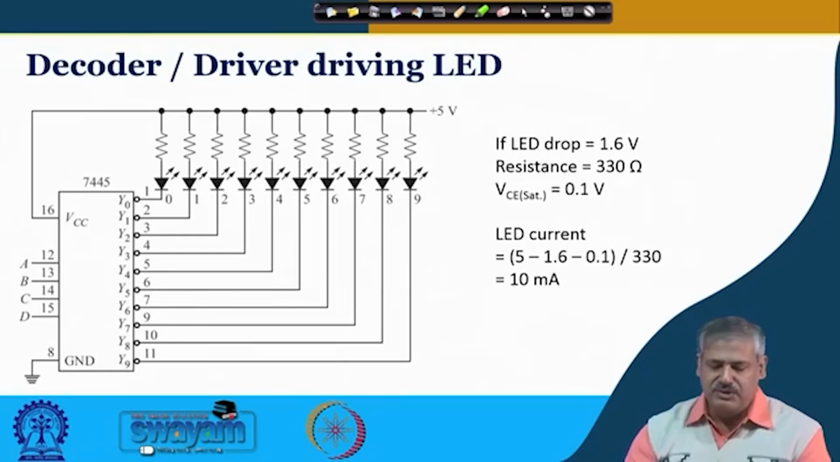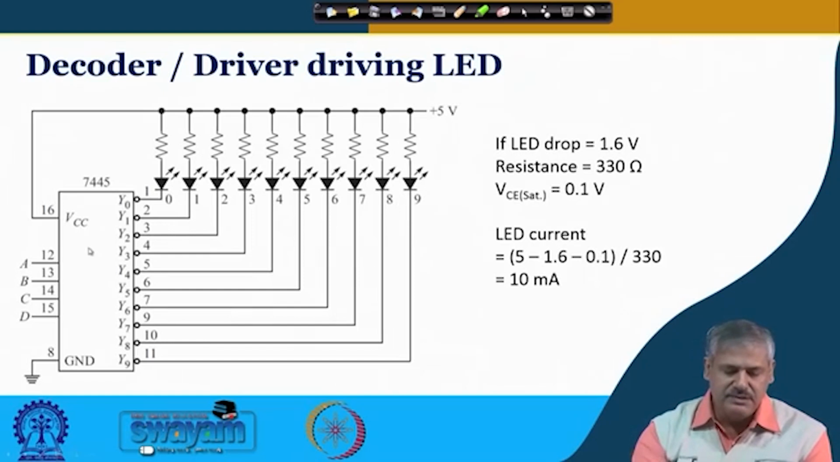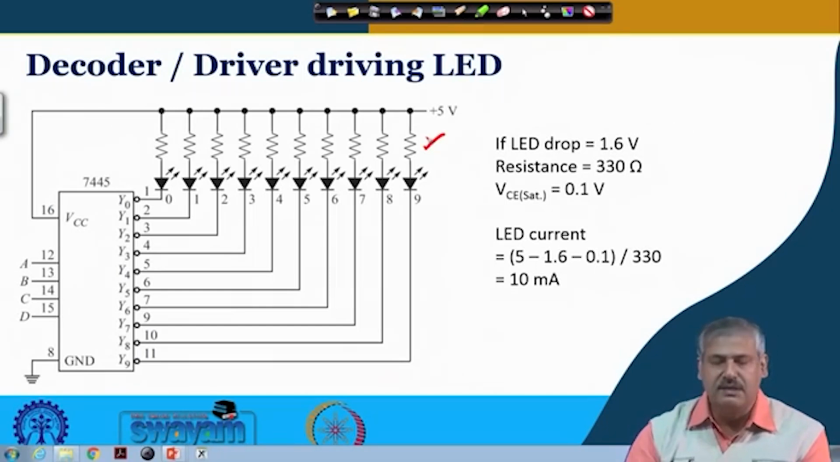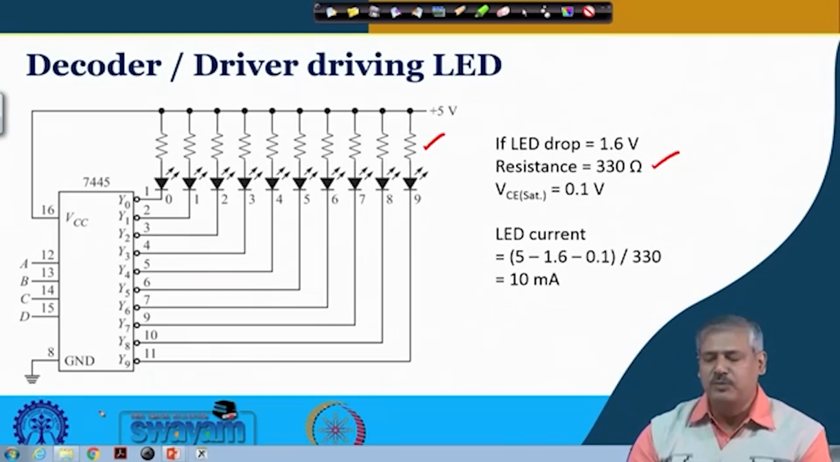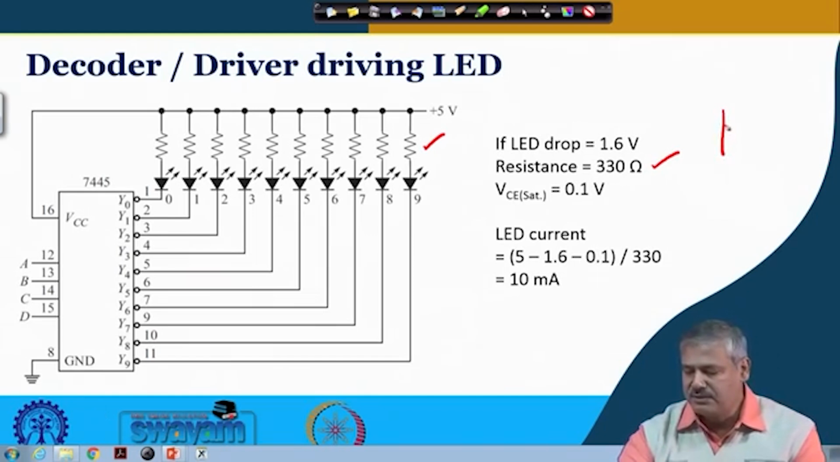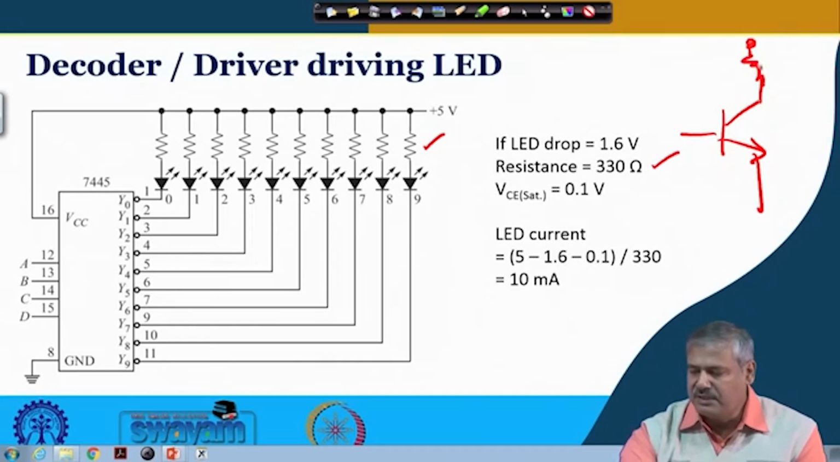Okay. So, we can see one example. This is a decoder driver, right. Here we are connecting LEDs. If the LED drop here we consider as 1.6 volt, right. This current limiting resistance is 330 ohm, and the open collector output, we know how it works. This is the output stage. Here it remains open, basically you are connecting it through a resistance, this is the resistance we are talking about, to the 5 volt supply, right.